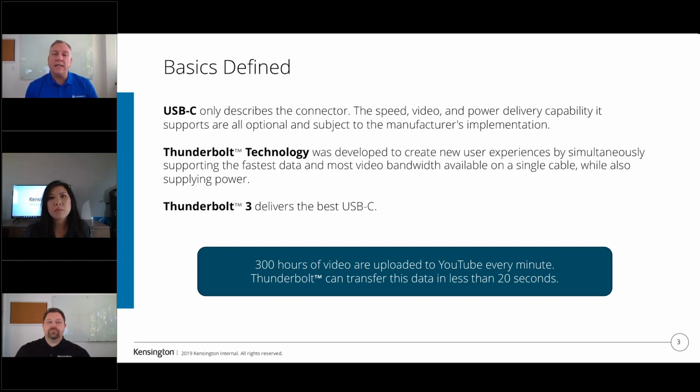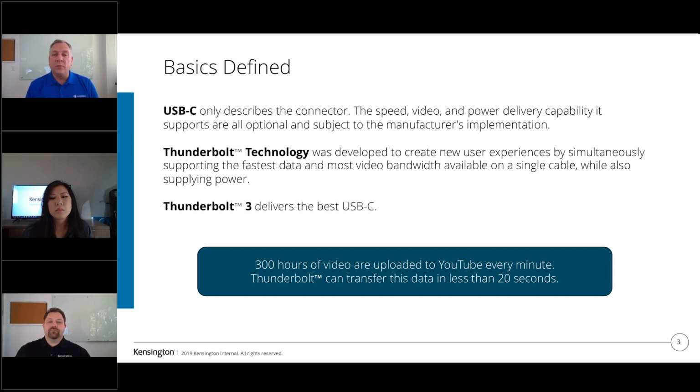What is behind that connector is completely different. The USB-C spec, again, is very optional. So when I hear the term, I have a USB-C whatever, that doesn't mean anything to me because the spec is so wide open. That could mean I'm supporting USB 2 at 480 megabits per second, or I'm supporting Thunderbolt at 40 gigabits per second, and anywhere in between. USB-C just means it's the form factor of the connector that we're using.